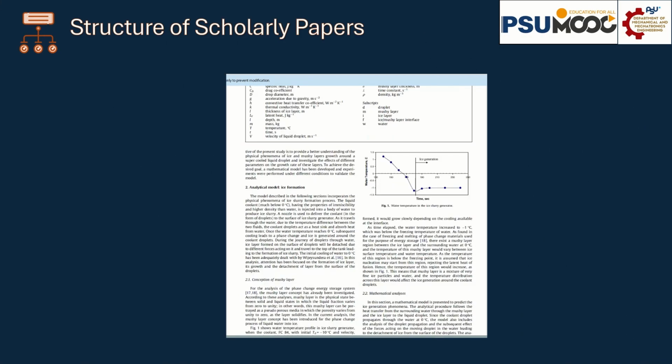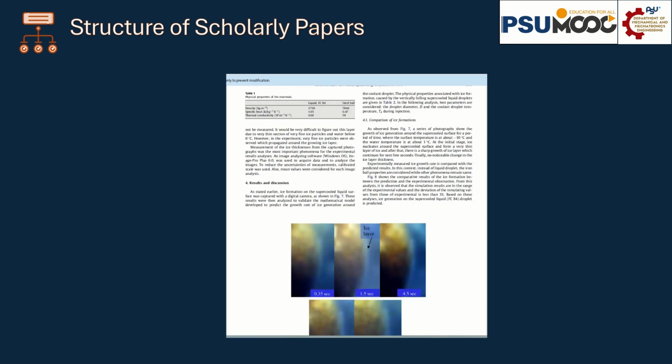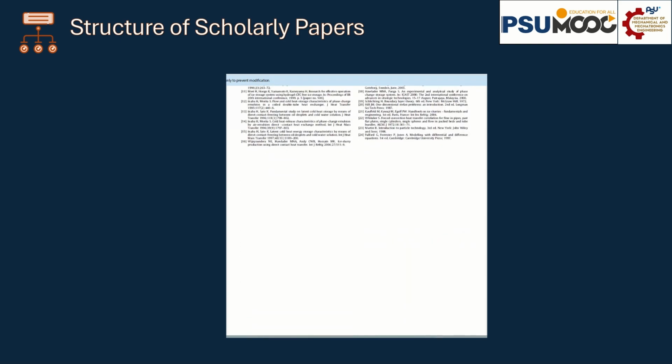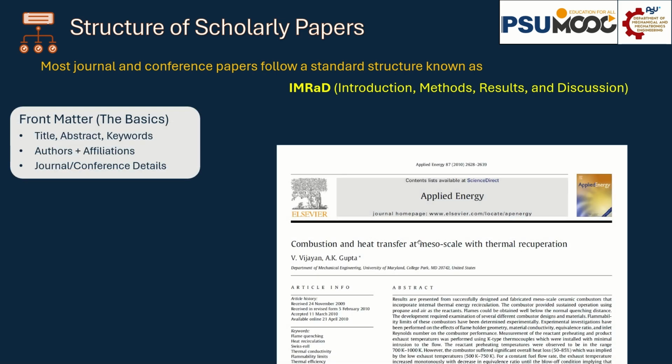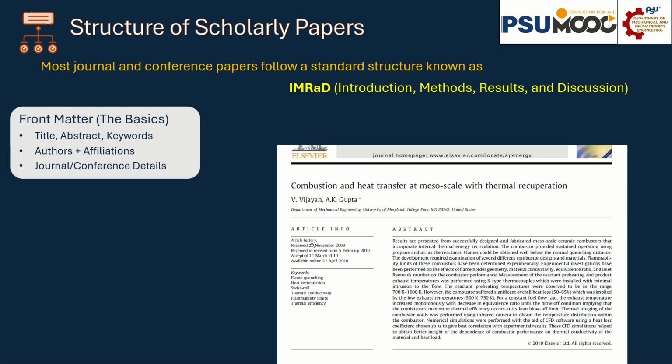Finally, when you download a high-quality paper, you do not need to read it blindly from page 1 to the end. Most technical papers follow a predictable blueprint known as the IMRAD structure: Introduction, Methods, Results, and Discussion. It begins with the front matter, the title, abstract, and keywords. This is what you scan first to decide if the paper is relevant to your work.